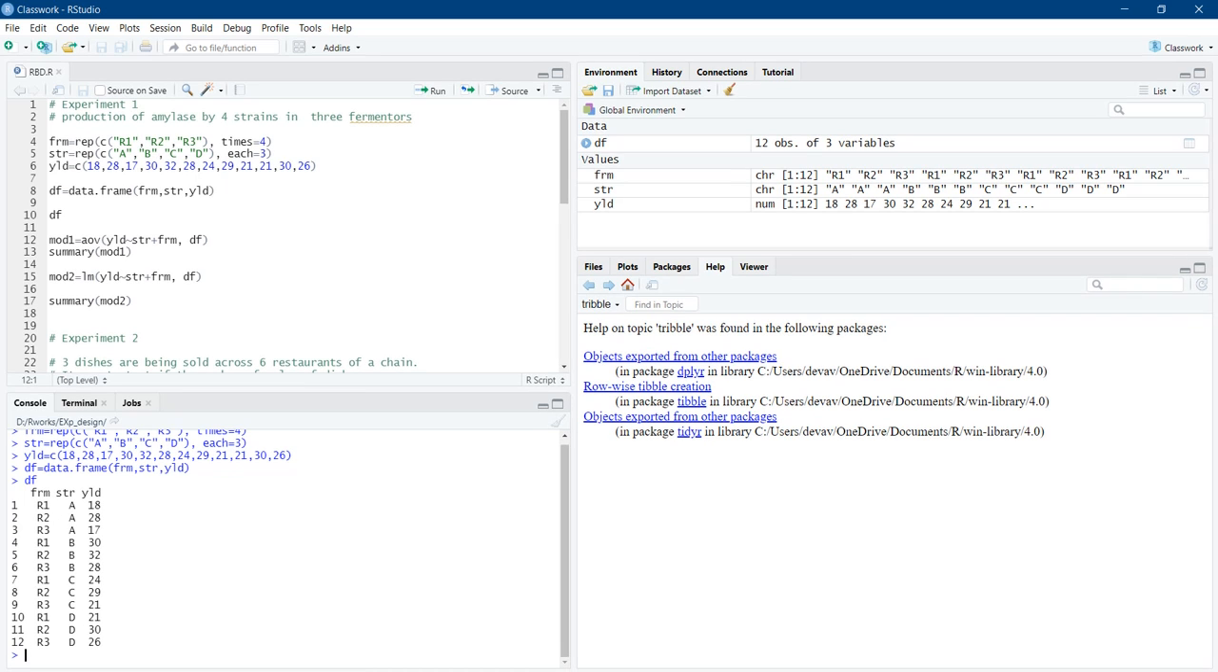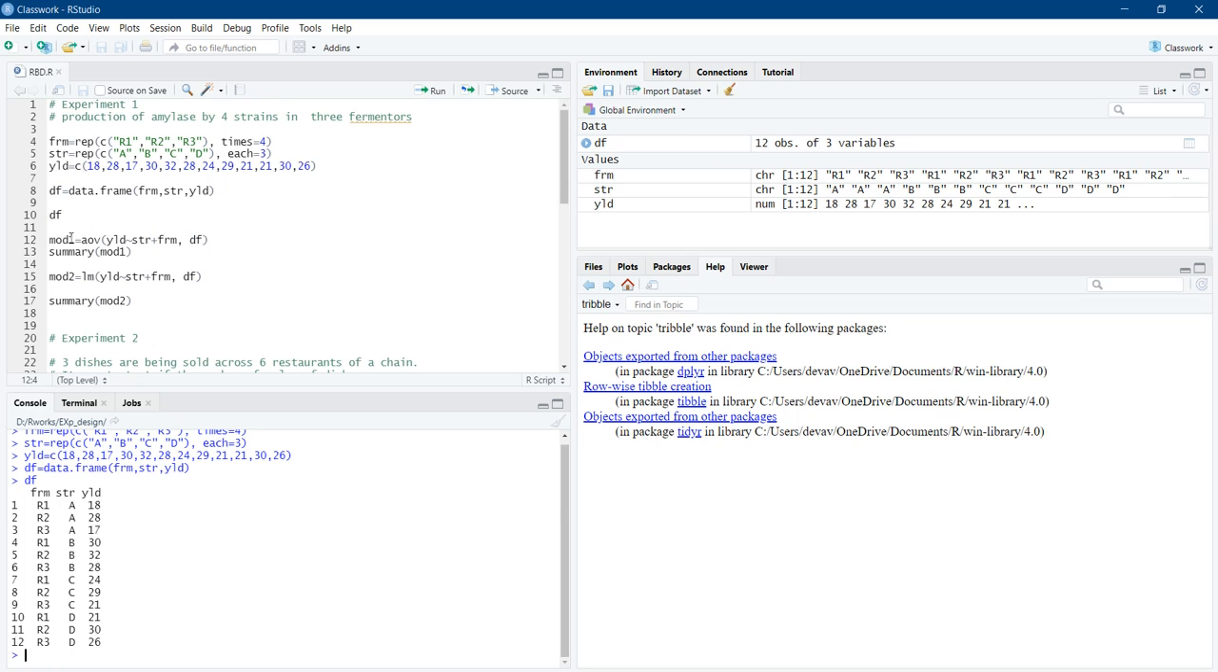Now we have the data in the form of data frame DF, and on this DF we'll carry out ANOVA, analysis of variance. And for that, the results will be stored in an object model 1 is equal to analysis of variance is the function, and in bracket the formula is the first argument. This is the formula. Yield is determined by strain and fermenter. This plus sign is for additive effect, and data is provided through the data frame DF.